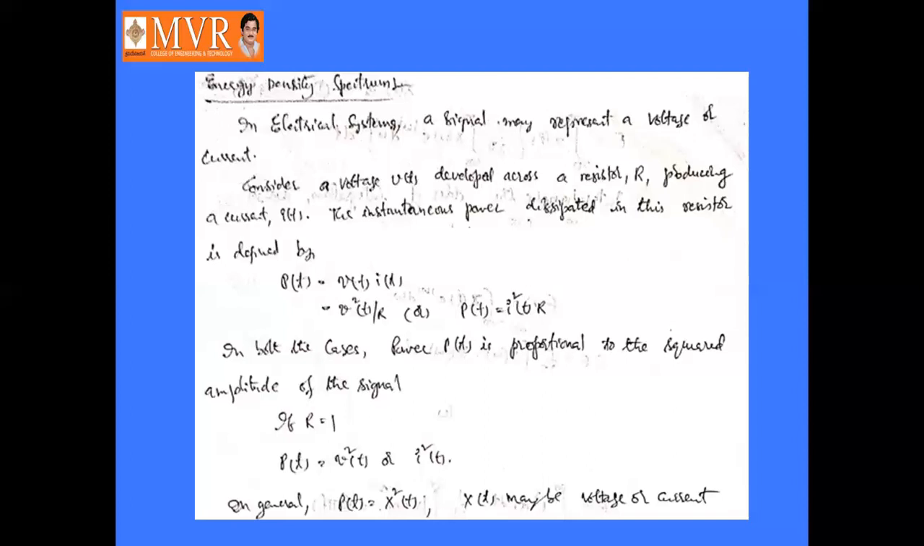Or we can write V(t) as I(t) into R, so I(t) into R into I(t), that is I²(t) into R. So in both cases, the power P(t) is proportional to the square of the amplitude of the signal, amplitude in the sense V(t) or I(t), that is the square of V(t) or the square of I(t). If R is 1, then P(t) will become V²(t) or I²(t), so it is proportional to the square of the amplitude of the signal. In general, we can write P(t) equal to x²(t). x(t) may be either voltage or current.